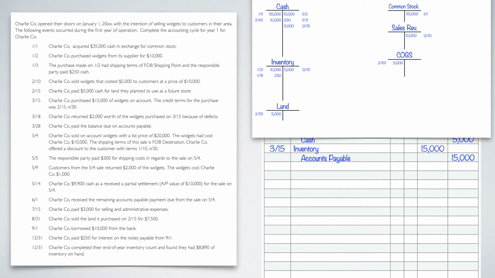318 says we need to put those in T-tables. Just forgot about that. All right, there we go. Now we got it. 318 says Charlie Company returned $2,000 worth of widgets purchased on 315 because of defects. So we purchased 15,000, but 2,000 of them had some issues, so we returned them. So we need to do a journal entry for that return.